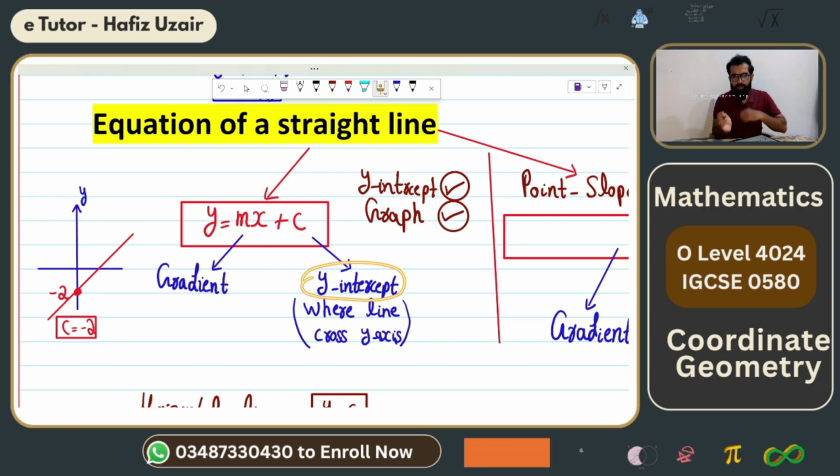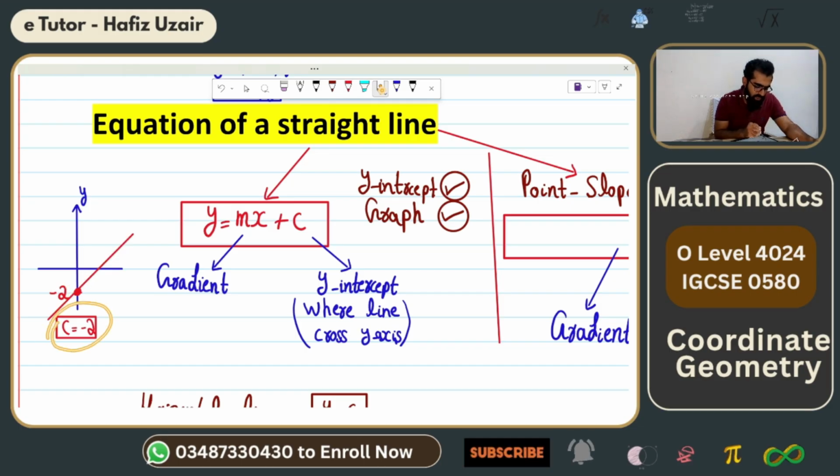Now you are familiar with gradient, we have discussed it just now. And what is c? This c is called the y-intercept. And what is the y-intercept? The y-intercept is the point where the line crosses the y-axis. I have shown an example over here. This is a line that crosses the y-axis at minus 2, so the value of c for this question is minus 2.